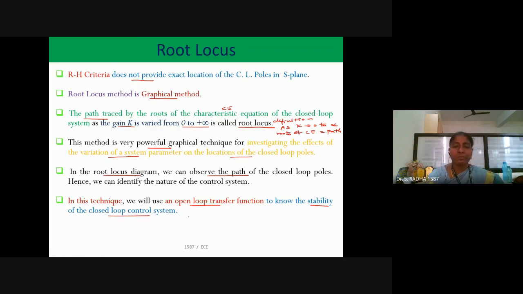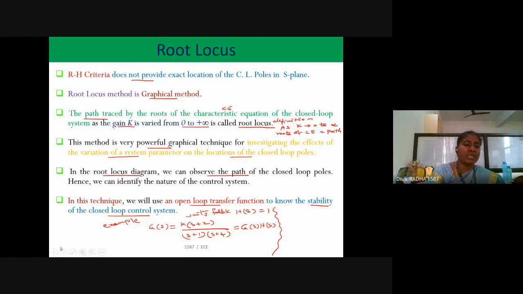If you remember, if you take unity feedback, then h of s equals 1. And if g of s equals k into s plus 2 divided by s plus 1 into s plus 4, this I am taking as an example. This is an example of an open loop transfer function, because h of s is 1, this is the same as g of s h of s.